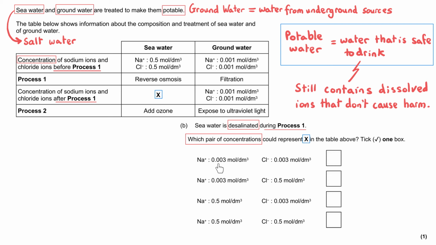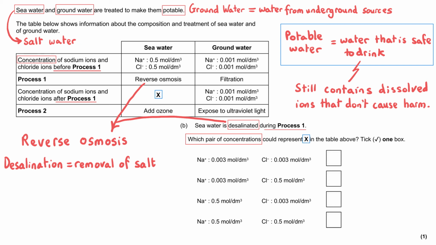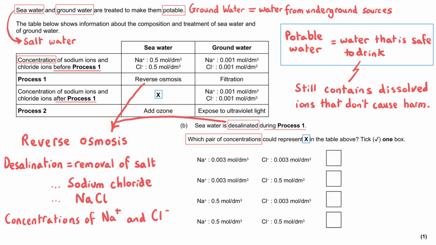And we've got various combinations of 0.003 and 0.5. Well, process 1 is reverse osmosis, and this, we're told, is desalination. That means simply the removal of salt. And we need to know that salt has the chemical name of sodium chloride, and that has the formula of NaCl. And so if we're removing salt, we're removing sodium chloride. And if we're removing sodium chloride, that means the sodium ion content and the chloride ion content are both going to go down. And at the beginning, the sodium and the chloride ion content is 0.5 moles per cubic decimeter.